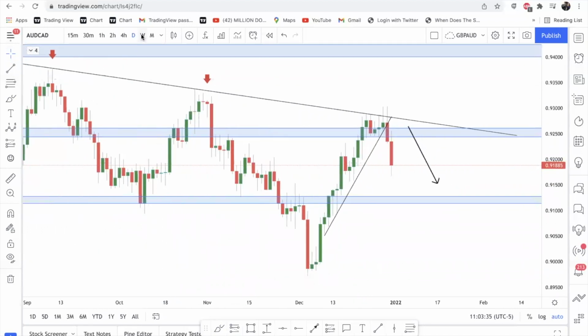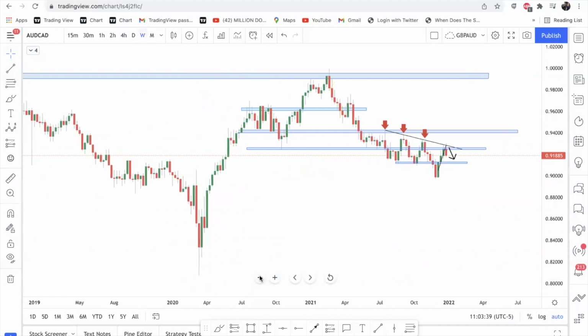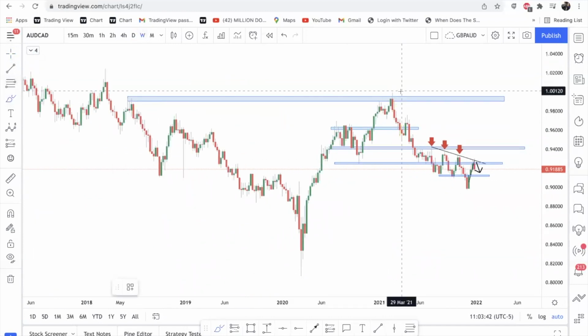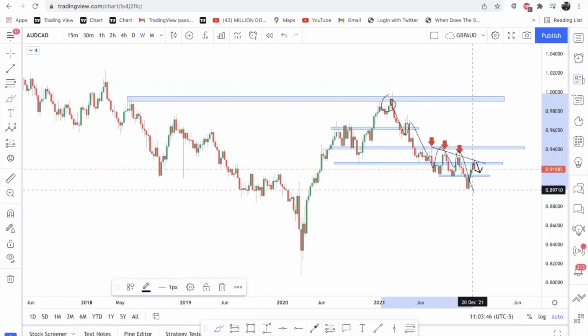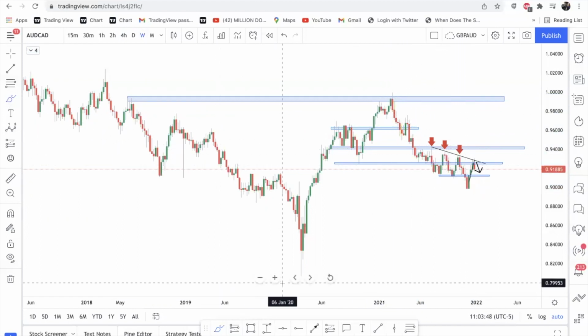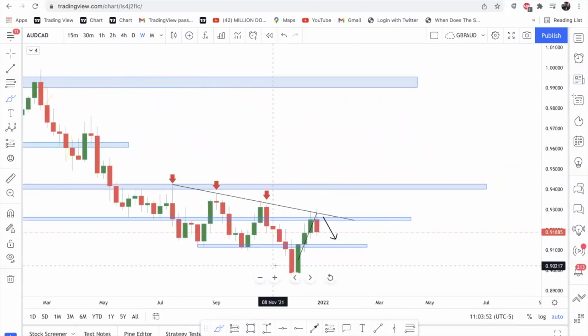But if you look at AUD CAD on a daily or even on a weekly, we're clearly in a downtrend. Looking to the left, ever since price made this top from this supply, price continued this downtrend, lower lows and lower highs, right? So now if we look at this, price broke below on a weekly.